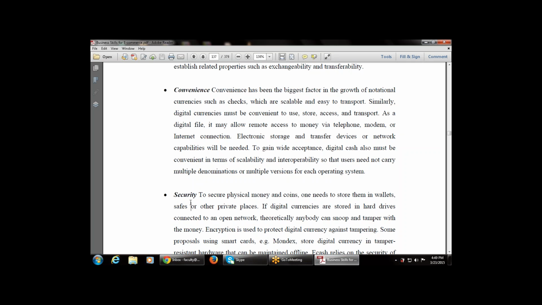Then the next property is security. The digital currency must be secure. To secure physical money and coins, we may use wallets. In the same way, digital currency must be stored in a network, secured with the help of encryption, so that no one can hack the money over the network.